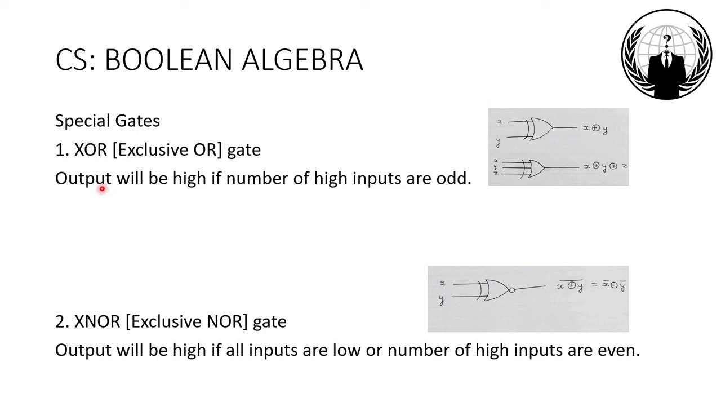Now here are the special gates, which are XOR gate and XNOR gate. So these are exclusive OR gate and exclusive NOR gate respectively. In the case of XOR gate, output will be high if the number of high inputs is odd. And in the case of XNOR gate, output will be high if all the inputs are low or the number of high inputs is even.